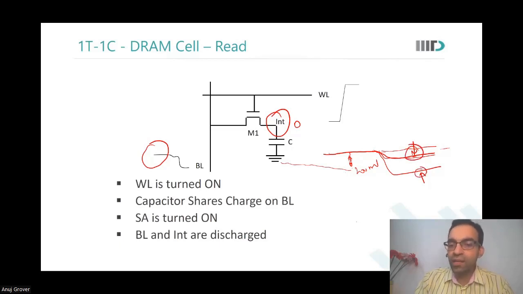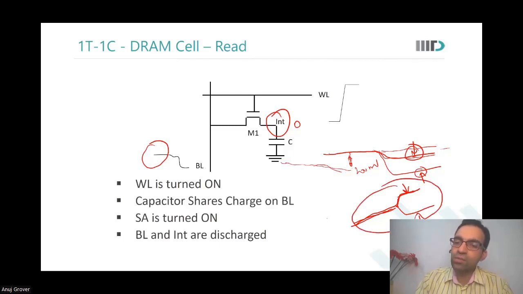On the other hand, if you were precharging to VDD by 2, then even if the internal node has discharged a bit, your bit line would rise. And in the case when a 0 was stored, the bit line would fall. This is the distance between the two of them, and you will see that this margin is higher.